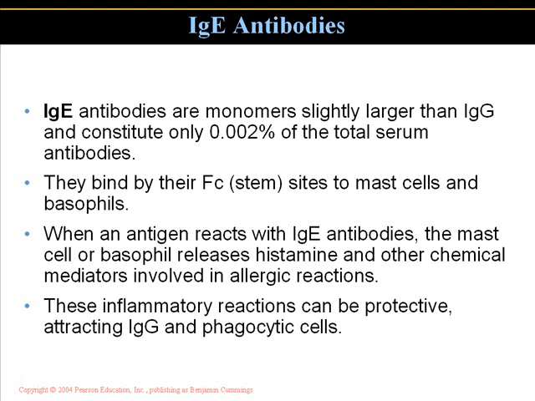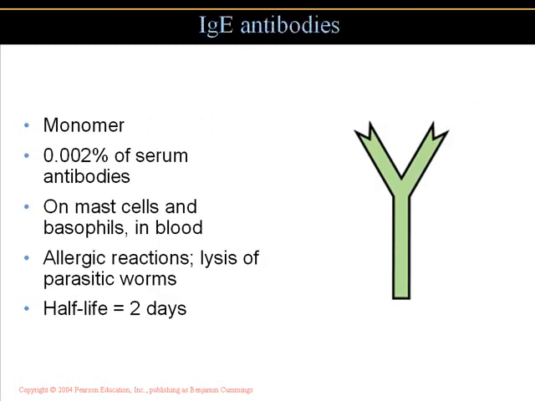So that's an anaphylactic type of reaction mediated by IgE and mast cells, but the reaction, even though it's a protective reaction, can sometimes be a bit too aggressive and cause us to have major problems. These inflammatory reactions can be protective, attracting IgG and phagocytic cells as well. Again, it's a monomer. Again, it stimulates mast cells, basophils, and allergic reactions.